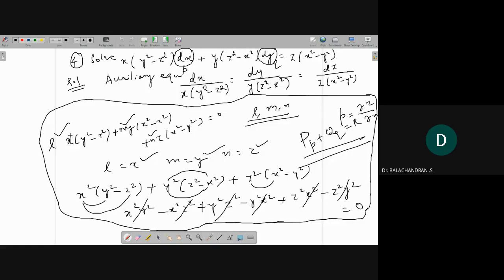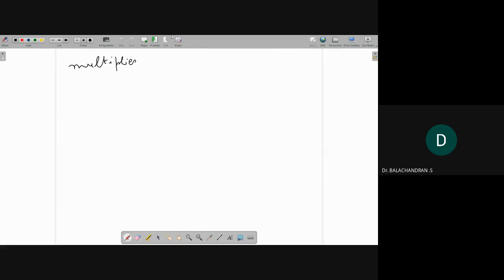So just look here. Suppose if I remove this x, remove this y, remove this z, then you have y square here, minus y square here, minus z square here, plus z square here, minus x square plus x square. So if you choose l is 1 by x, m is 1 by y and n is 1 by z, then x gets cancelled, y gets cancelled, z gets cancelled. If you add everything, you'll get 0. The multipliers are 1 by x, 1 by y, 1 by z.